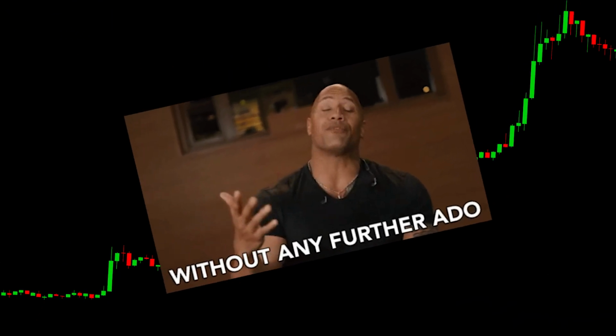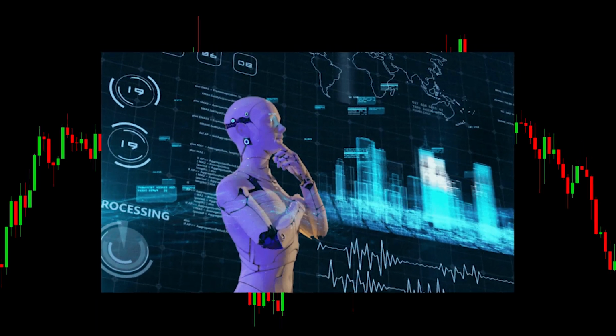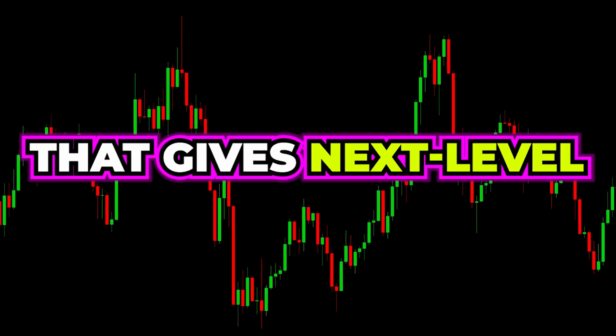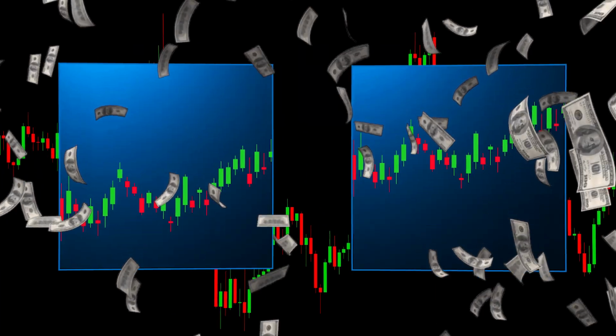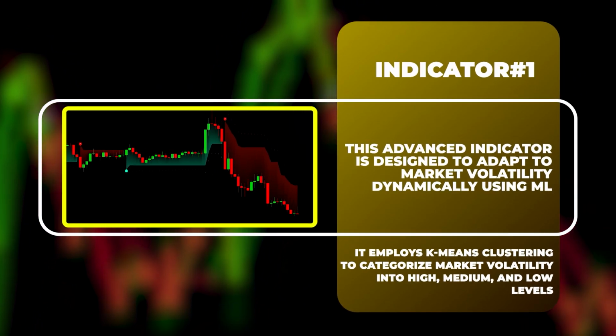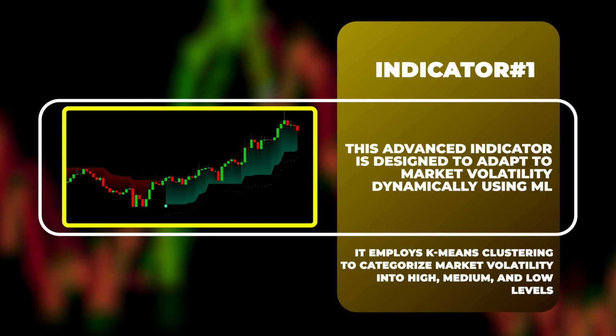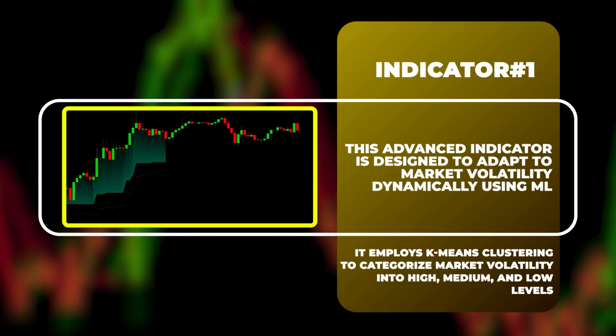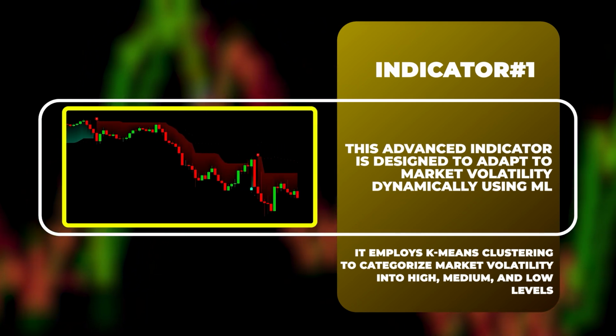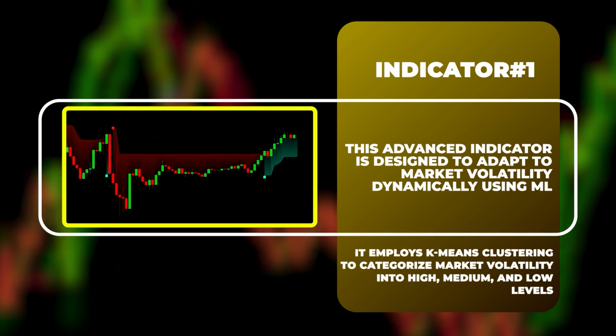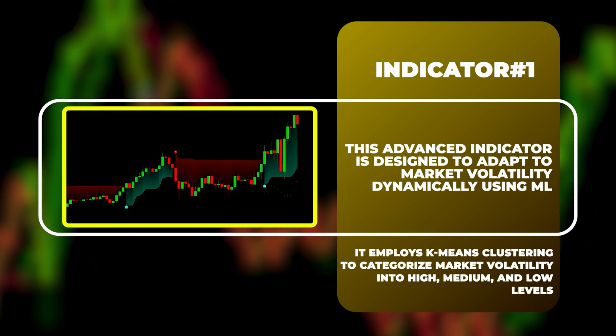Without wasting any more time, let's review a top-notch artificial intelligence SuperTrend indicator that gives next-level buy and sell signals. This advanced trading indicator is designed to adapt to market volatility dynamically using machine learning techniques. It employs k-means clustering to categorize market volatility into high, medium, and low levels, enhancing the traditional SuperTrend strategy.